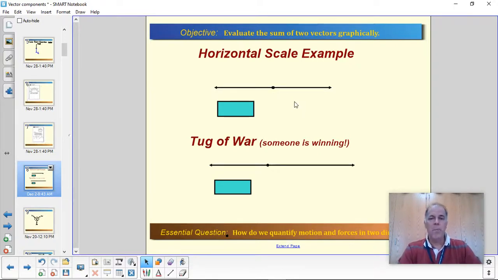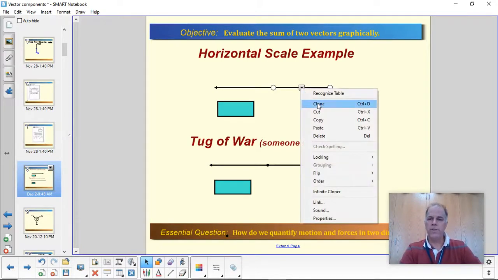Now, that's the free body diagram. Now we're also going to make a vector diagram to figure out what the net force is that's acting on the scale in this case. And we know intuitively that the net force is zero because it's in equilibrium. It's not accelerating. But what does that look like in a free body in a vector diagram?